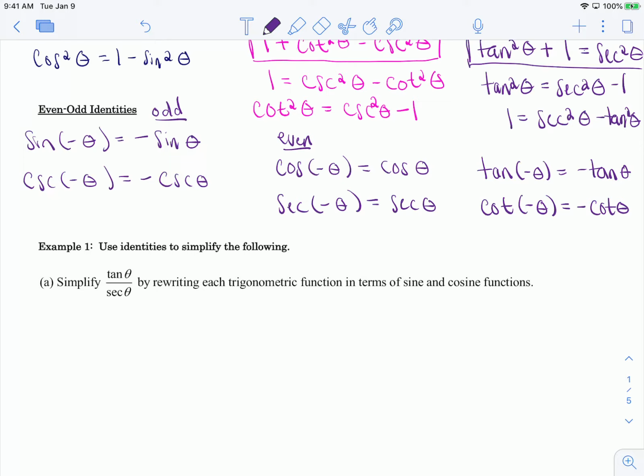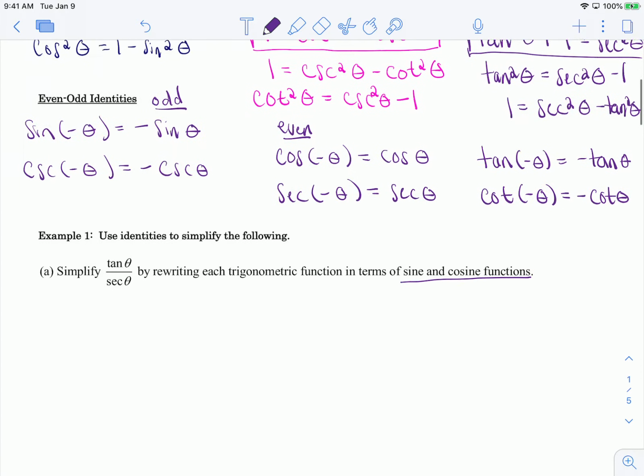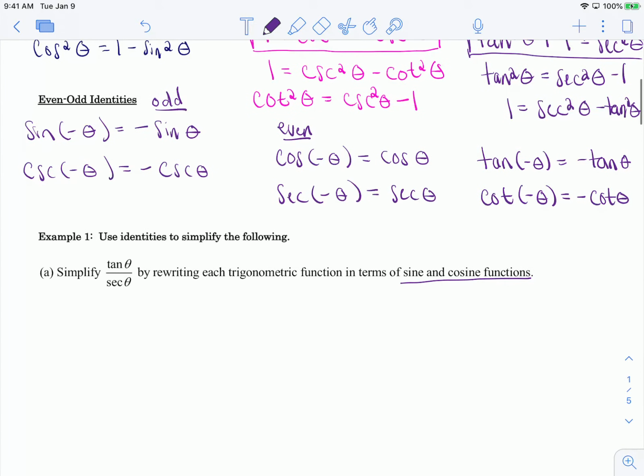To warm us up, we're going to try a couple examples before we get into really what this section is going to be assessing you all on. So A says, simplify tangent theta over secant theta by rewriting in terms of sine and cosine. So this is giving us a hint. When we get further in the lesson, we'll have to come up with it on our own. Well, if I want to put it in terms of sine and cosine, the first thing I'm going to do is rewrite the expression.